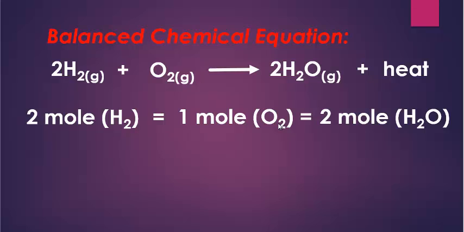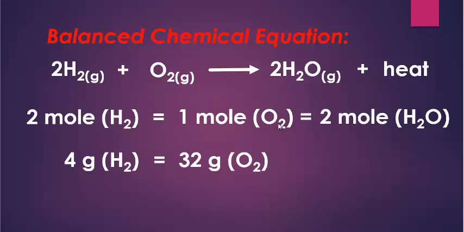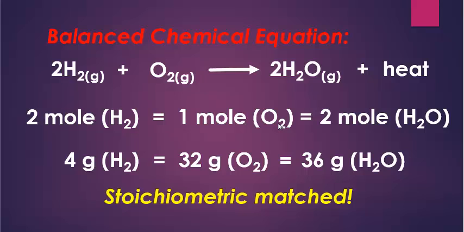As you understand, the molar mass for hydrogen is 2 grams per mole. Molar mass for oxygen is 32 grams per mole. Molar mass for water, H2O, is 18 grams per mole. So hence you can rewrite it in this case: 4 grams of hydrogen gas is equivalent to 32 grams of oxygen gas, which is equivalent to 36 grams of water. Simply translate the moles into grams. And this is what we call stoichiometrically matched.